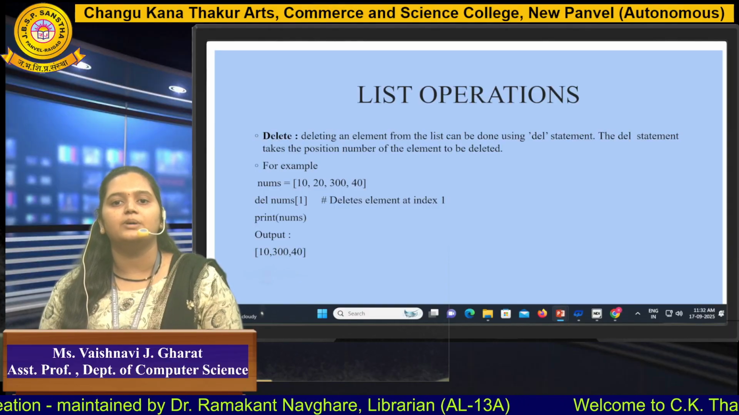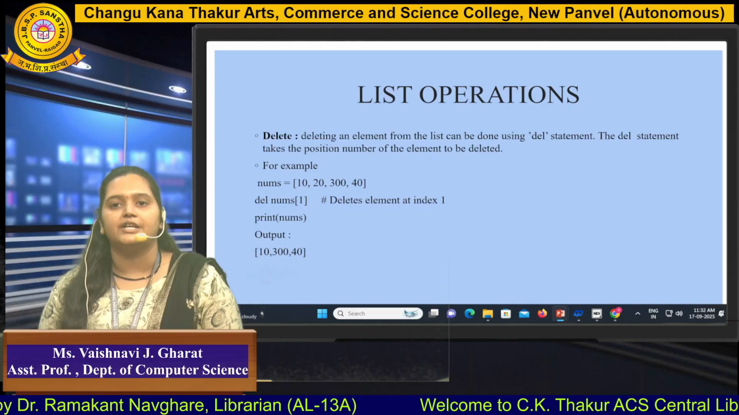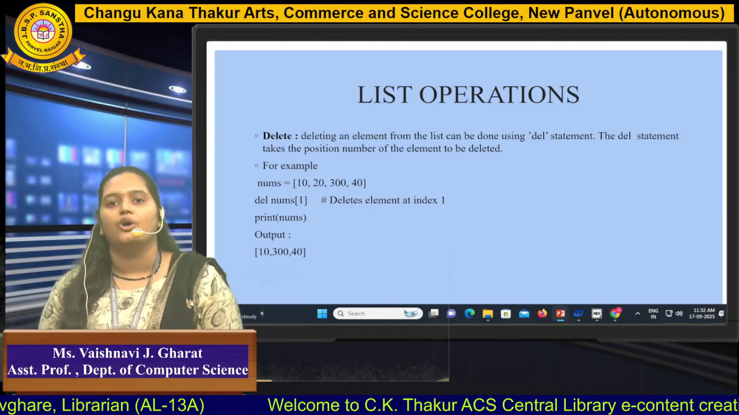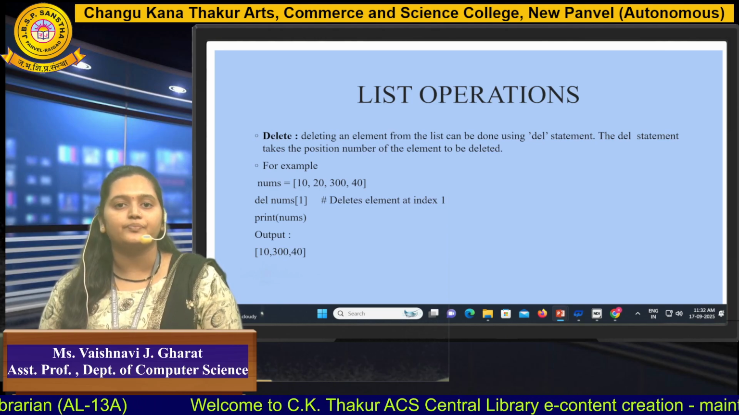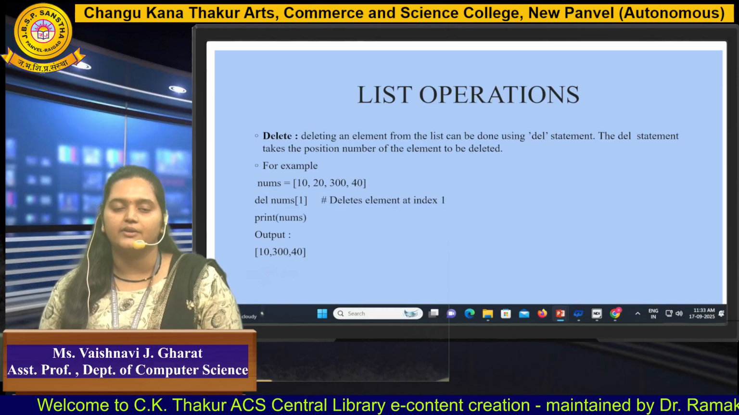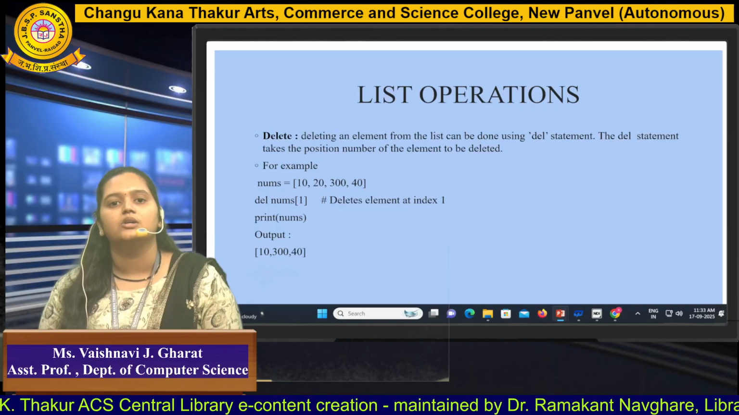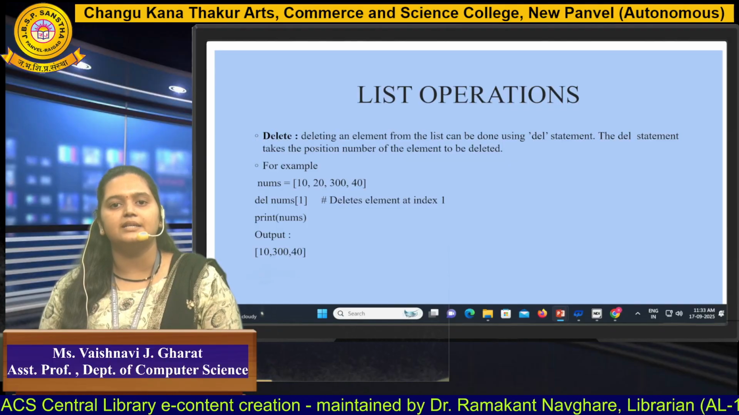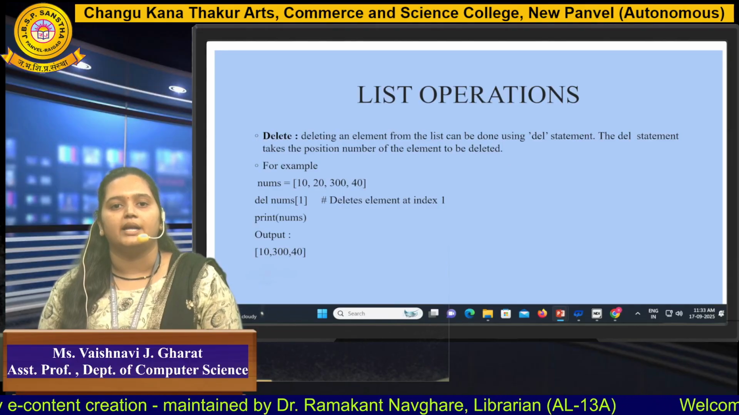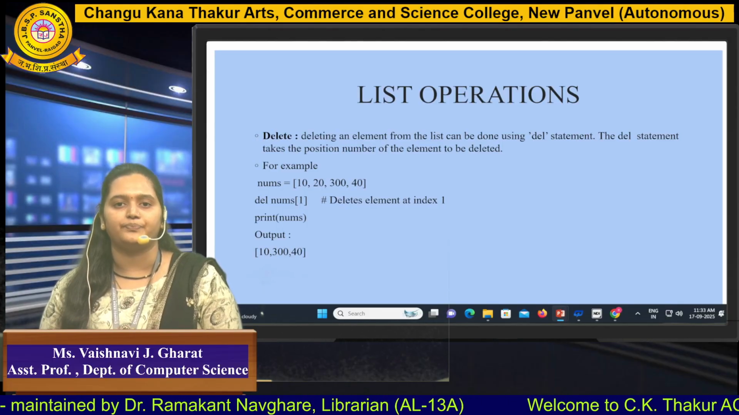So next is deleting. Deleting elements from a list can be done using the del statement. In short, the statement takes the position numbers of the elements to be deleted. For example, num equals a list again 10, 20, 300 and 40 that we updated just now. del num[1] means deleting the element at index 1. Index 1 means what? You have 20. And then print num. So our output is 10, 300 and 40.